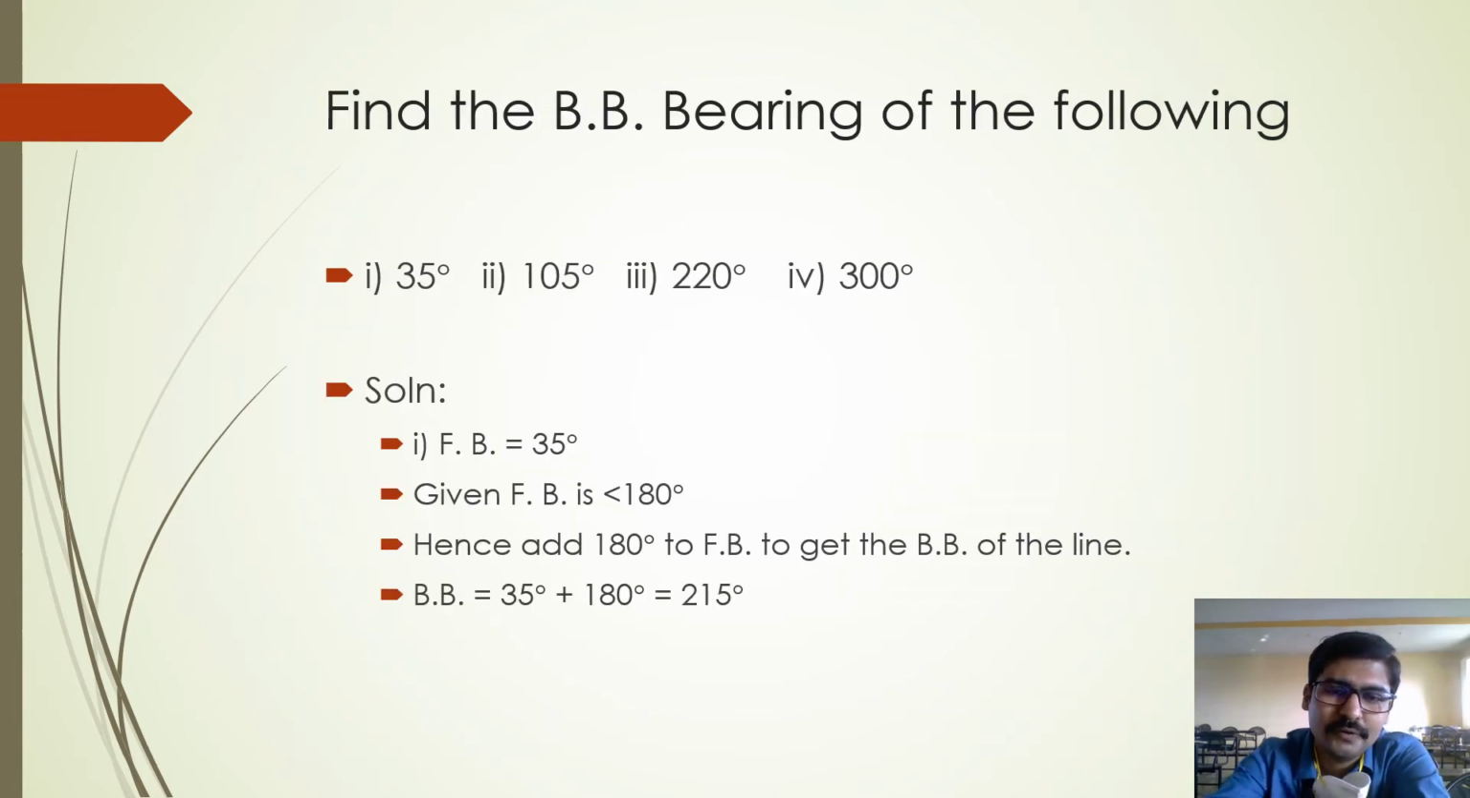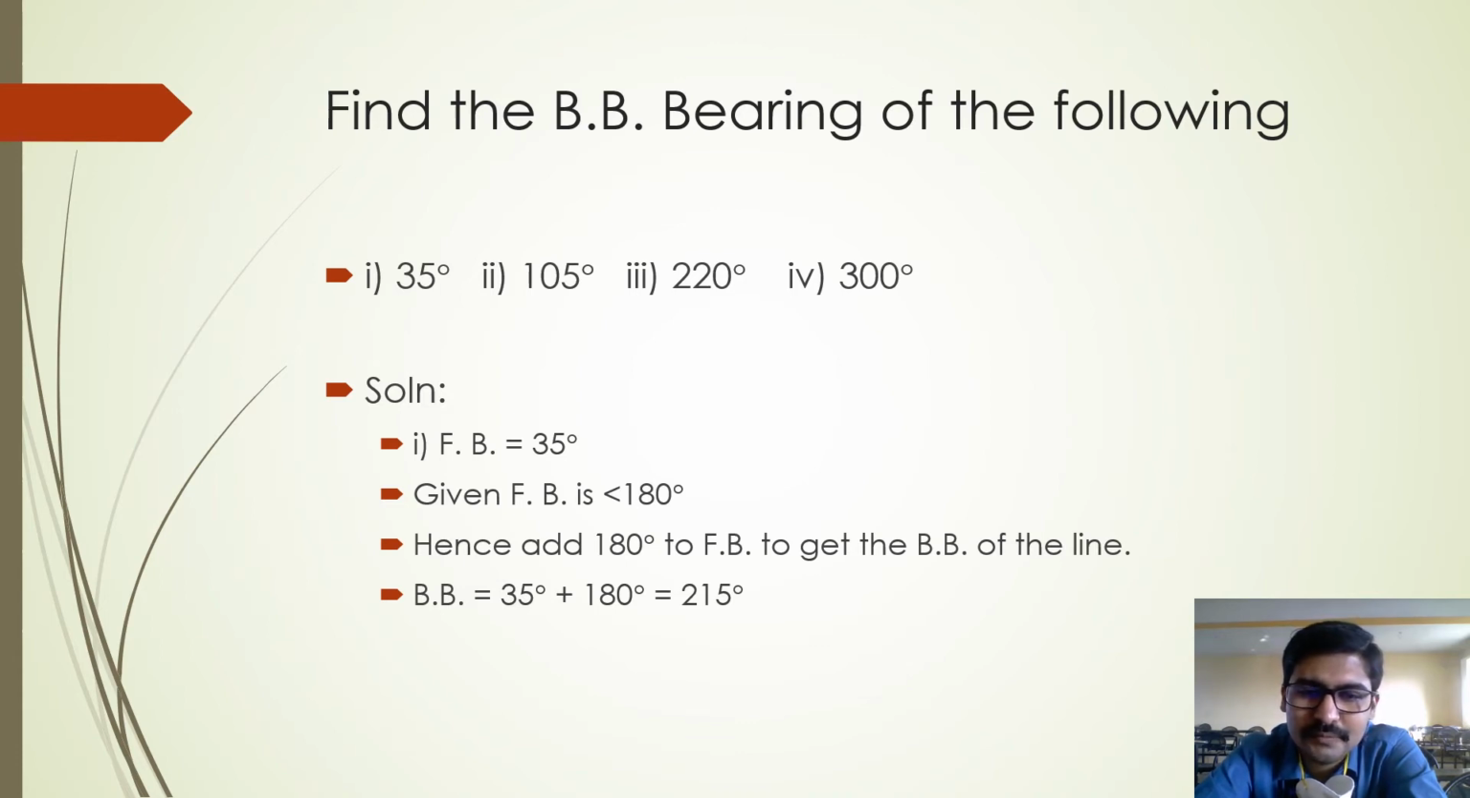Look at this. I have 4 examples, out of which I am going to solve the first one, and I want you to have pen and paper and do the remaining 3 on your own, right? So these are the 4 bearings given: 35 degree, 105 degree, 220 degree, 300 degree. These are the 4 bearings of particular lines, and you are supposed to calculate the back bearing of those lines, right?